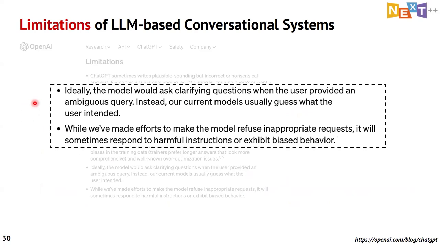The first one is that the model would ask clarifying questions when the user provided an ambiguous query.